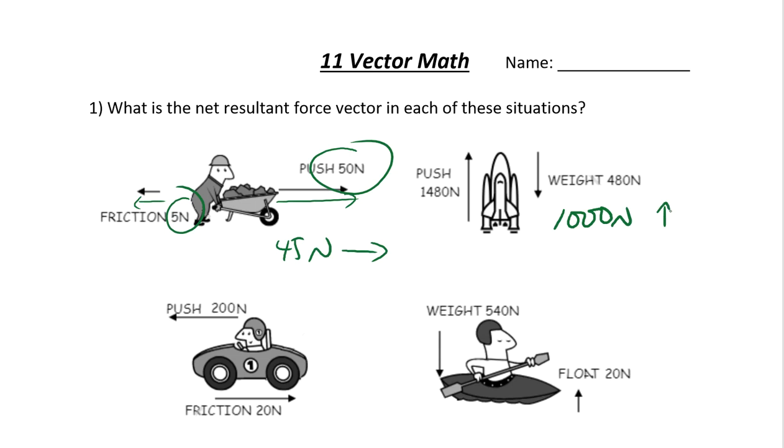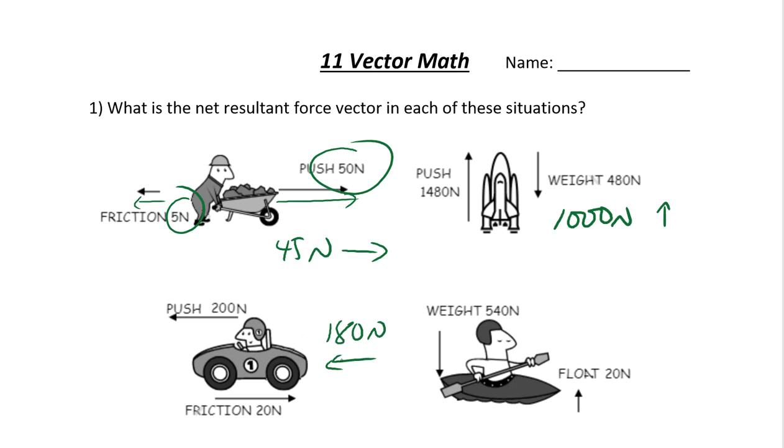Here we've got a car, 200 pushing it to the left. Friction is 20 going to the right. So we put the 2 together and we'd end up with 180 newtons to the left. You could also put it, negative 180. I like to use arrows when I can. I just find it a lot easier.